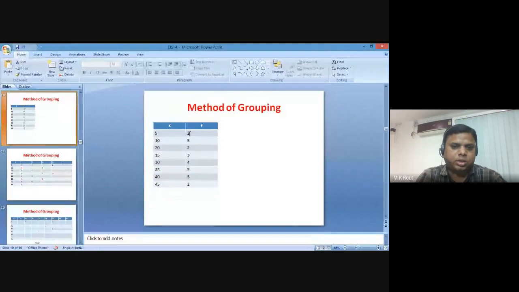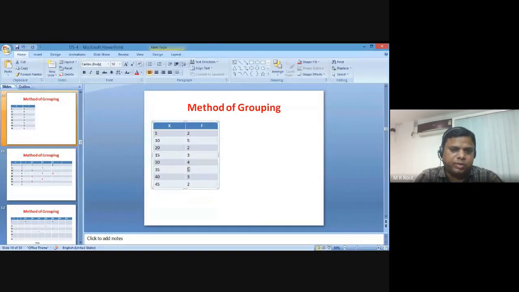Here, in case of frequencies, we have different frequencies given as per the distribution of data. If someone is asking, sir, 2 appears 3 times, but the thing is that you have to choose the highest frequencies. In case of highest frequency, we have 5 for 35, again 5 for 10. Clear?